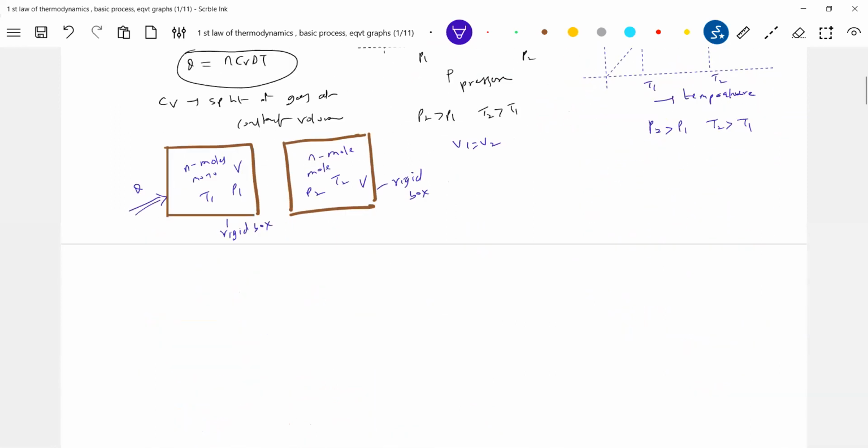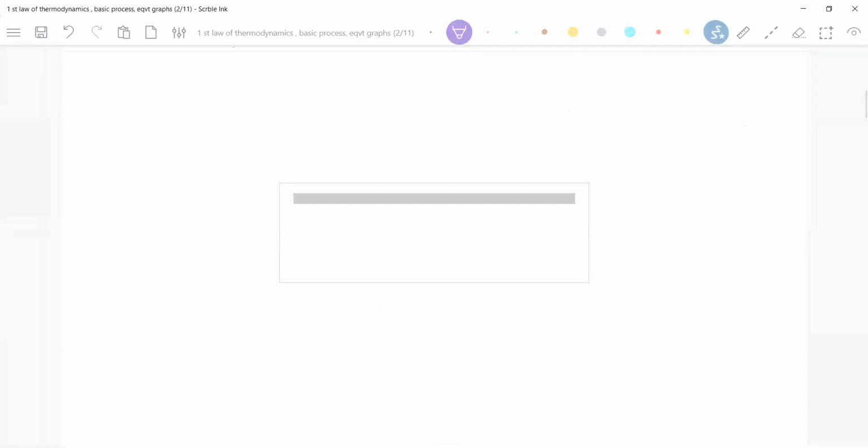Let me go for the last one, the adiabatic process. I could have done this yesterday, but there was very little time, so I just covered other things. Next, adiabatic. Very easy topic, especially in thermodynamics. Very, very easy topic.